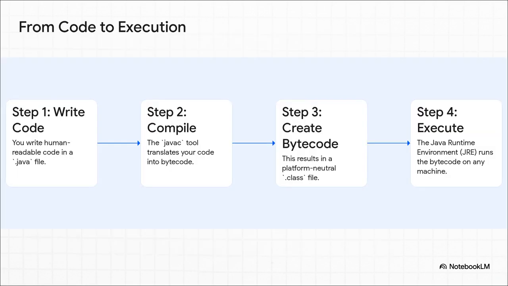So here's how we answer that big question about turning text into an app. It's a four-step dance. First, you write your code in a file that ends in .java. Simple enough. Then you use that Javac tool from the JDK to compile it. Now here's the cool part. It doesn't create a program that runs just on your specific computer. Instead, it creates something called Bytecode, a .class file. This is kind of Java's secret sauce. Because this bytecode is totally neutral, the JRE can take that exact same file and run it on a Mac, on a Windows PC, on a Linux machine, anywhere. That's where that famous write once, run anywhere motto comes from.